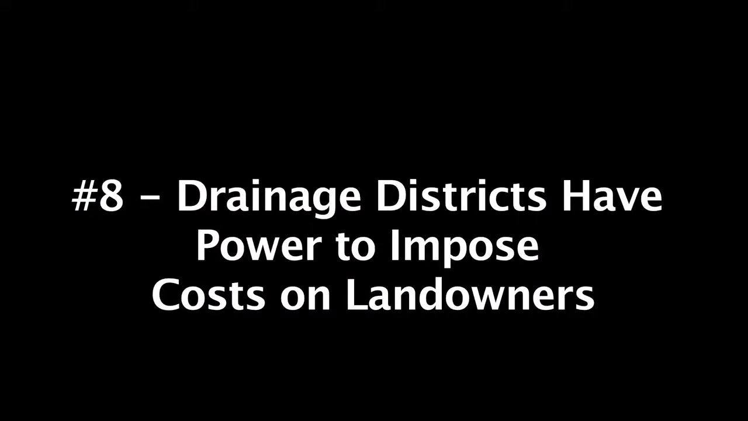A seventh point to remember about drainage law in Iowa is that the law allows for the creation of drainage districts, and in parts of the state that are flatter, where natural drainage isn't sufficient, many drainage districts have been created to establish drainage ditches and other forms of artificial drainage so that the land can be put to productive use.